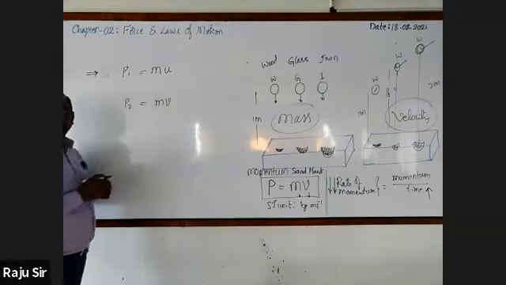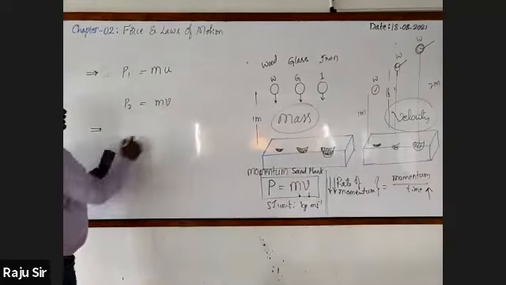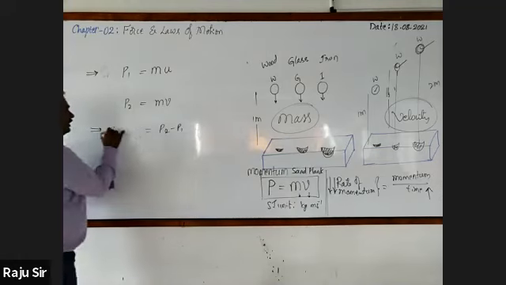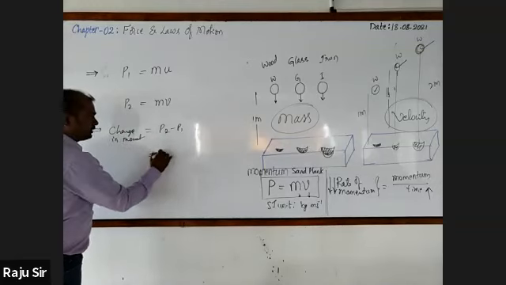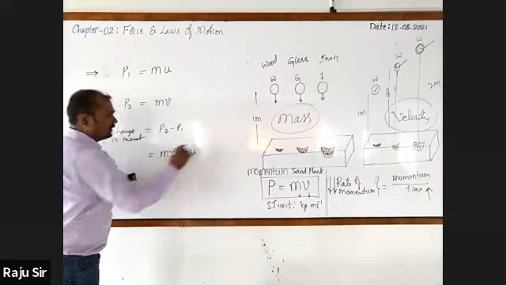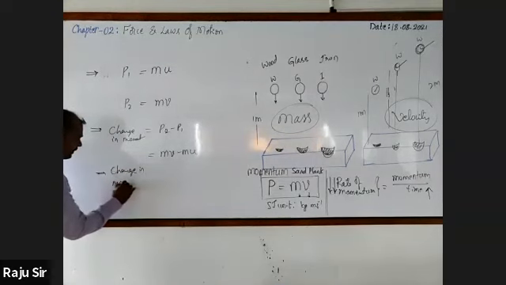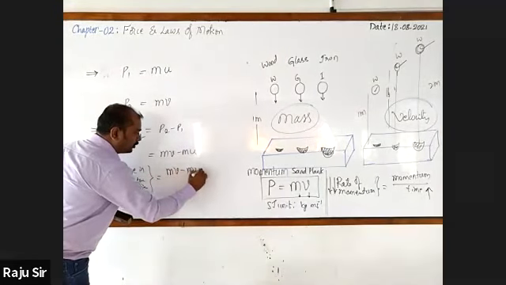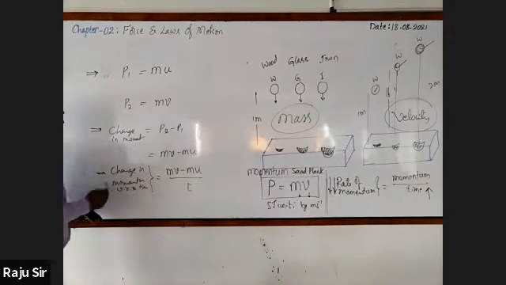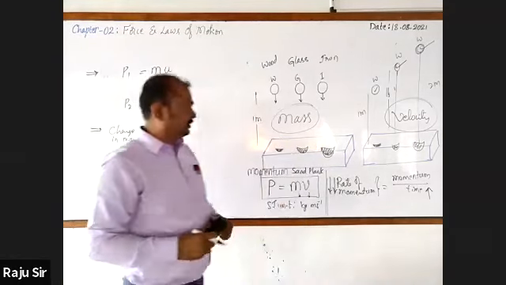Final momentum is P2. P2 minus P1, what does it represent? Change in momentum. It is nothing but mv minus mu. If I calculate this change in momentum with respect to time, rate of change in momentum, that is (mv minus mu) divided by t. What do you call this? Change in momentum with respect to time is force. Rate of change of momentum.